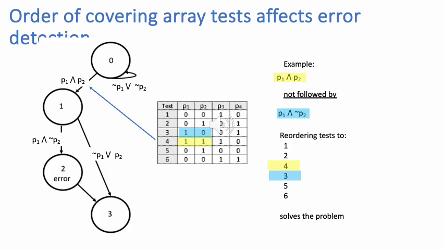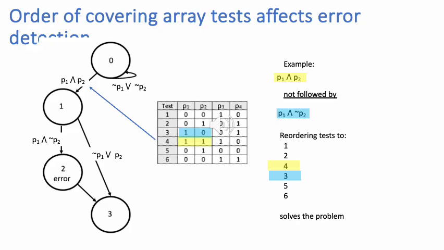This is just a simple example to illustrate what we're referring to, and in this case, just to show that the order of inputs, of course, affects error detection. And in this example, we have an error condition that's reached when P1 and P2 is followed by P1 and not P2. But that order is not necessarily going to happen depending on the order in which tests are entered.